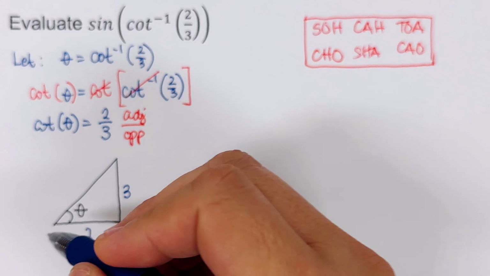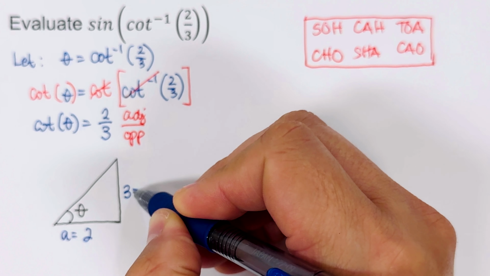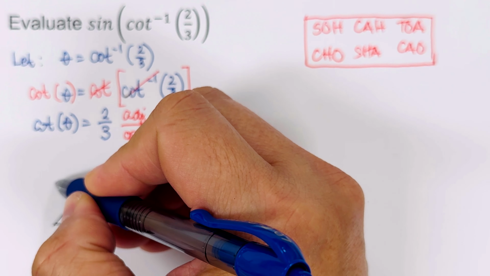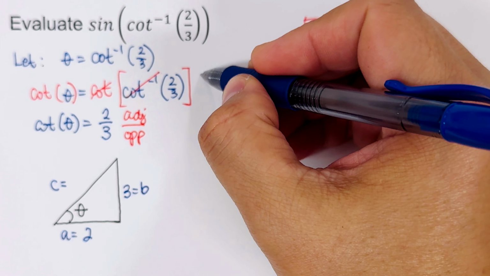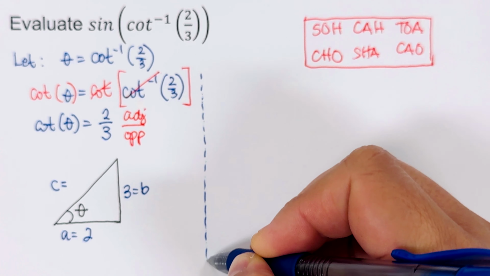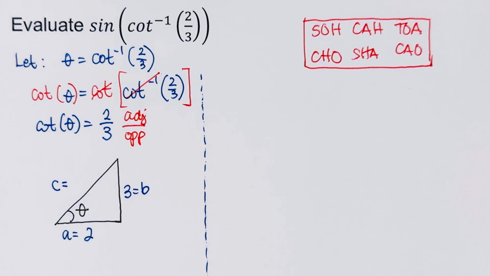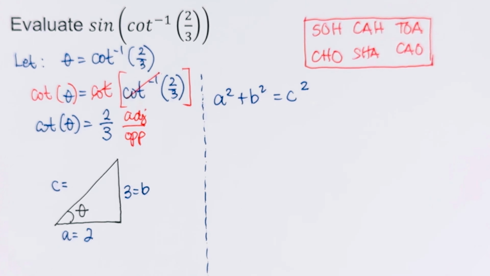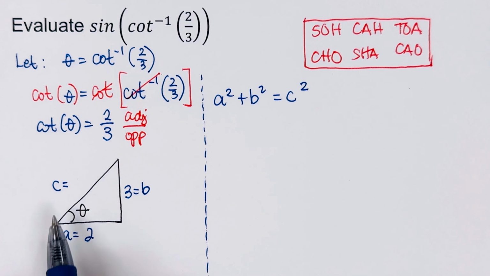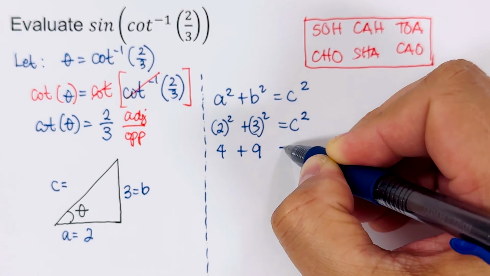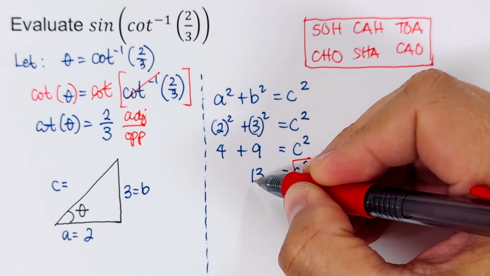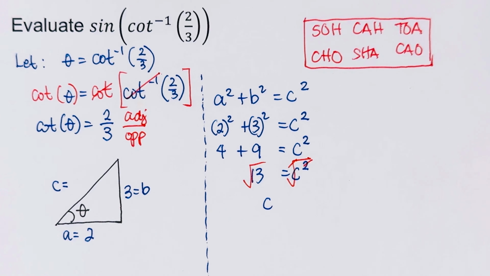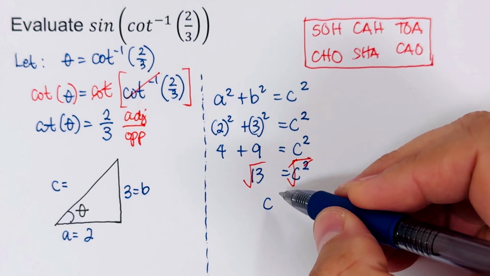We can go ahead and label this as our leg A, this is our leg B, and this is our hypotenuse C. Since we are missing the hypotenuse C here, we're going to use the Pythagorean theorem to solve for C. And the formula for the Pythagorean theorem is a squared plus b squared equals c squared. So I'm going to go ahead and plug in the values here and solve for C. So c squared is equal to 13, but we want c, so we're going to take the square root of both sides. So we are left with c is equal to the square root of 13.